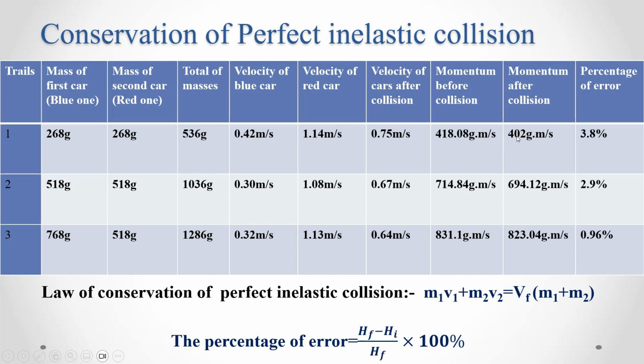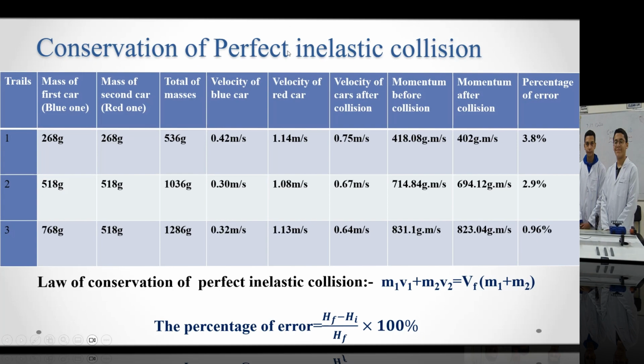So we find 402 minus 418.08 over 402 times 100%. The error was 3.8%. Repeat the same steps for trials 2 and 3. The percentage of error of trial 2 equals 2.9%, and the percentage of error of third trial is about 1%. And now we prove the conservation of perfect inelastic collision.